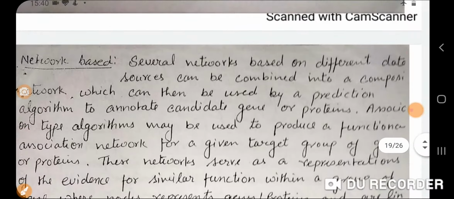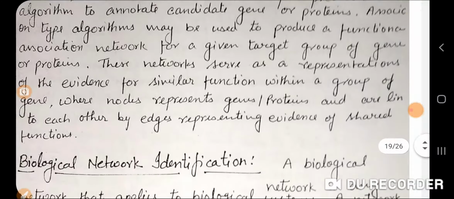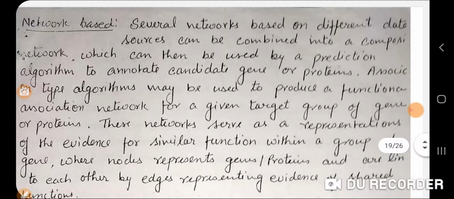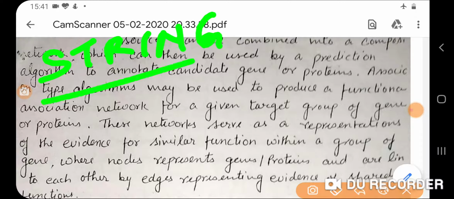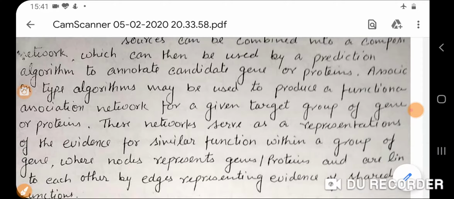The next method is network based. Several network based methods based on different data sources can be combined into a complex network, which can then be used by a prediction algorithm to annotate a candidate gene or protein. I'll give you an example of a tool that is known as STRING. What is the meaning of network? I'll tell you the definition of network.